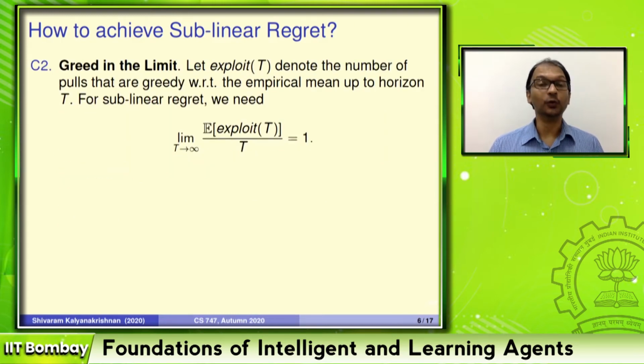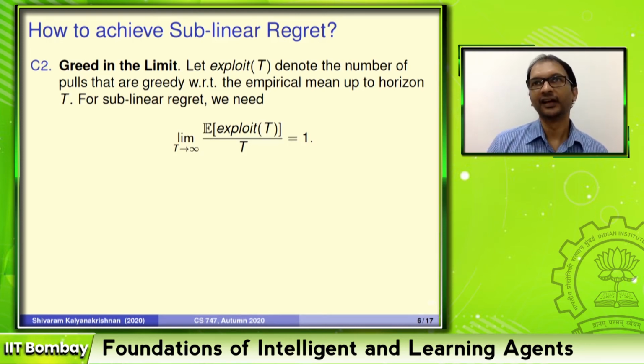What's condition C2? Condition C2 is that not only are you exploring enough, you need to exploit sufficiently often. The formal way of saying that is that the fraction of the number of times you exploit over the horizon must go to 1. Let me rephrase this. For horizon t, let exploit of t denote the number of pulls up to time t which are greedy with respect to the empirical mean.